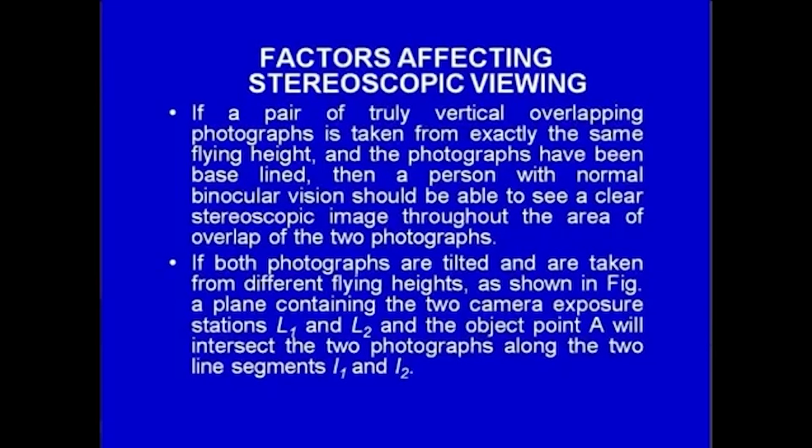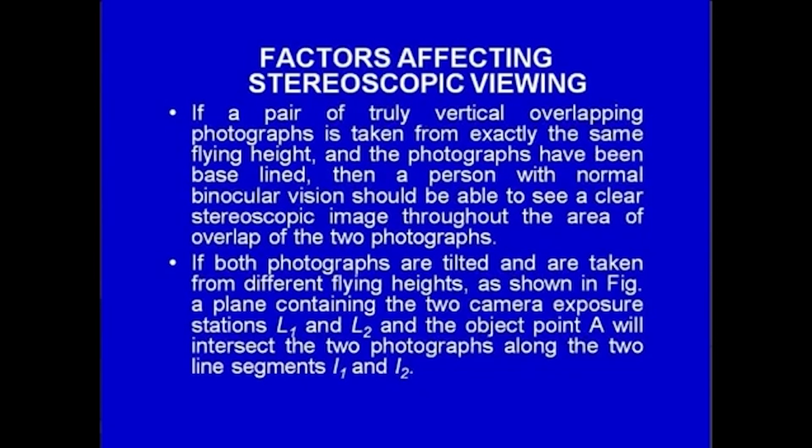Having discussed the procedure of baselining to obtain stereoscopic vision, let us look at the factors which may affect stereoscopic viewing. If a pair of truly vertical, overlapping photographs is taken from exactly the same flying height and the photographs have been baselined, then a person with normal binocular vision should be able to see a clear stereoscopic image throughout the area of the overlap of the two photographs.